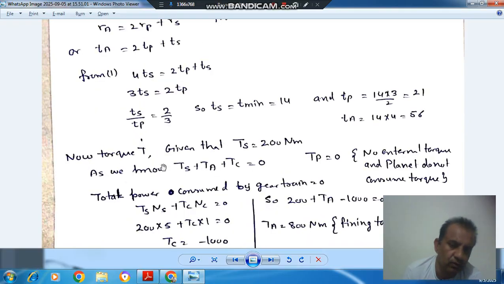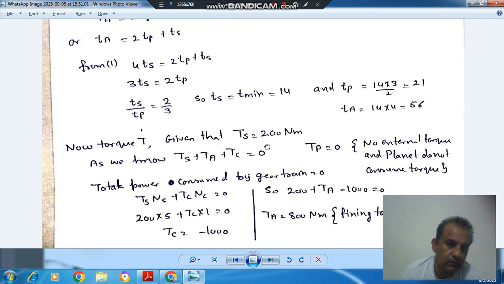So now it is given that the torque on sun gear is 200 Newton meter, and we know that the gear train itself does not consume any torque, and there is no torque on the planet also. So TP is 0. So TS is input, TC is output, TA is fixing torque. So TS plus TA plus TC should be equal to 0. As the gear train also does not consume any power, the power consumed by the gear train is 0.